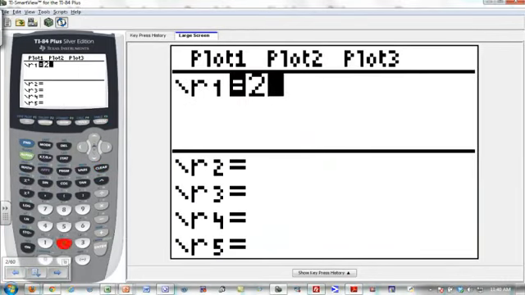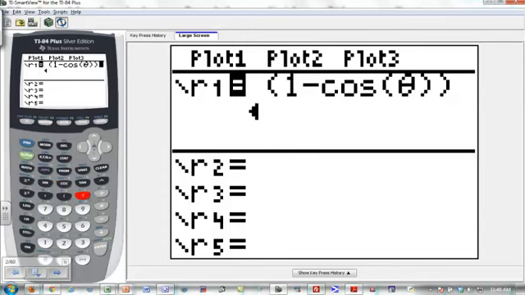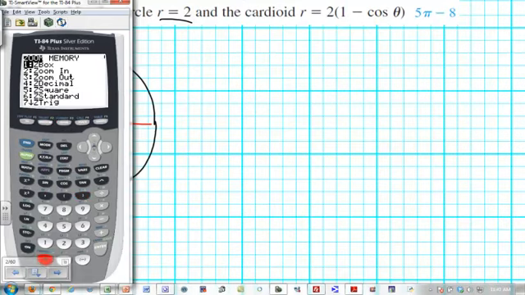Okay, 2 times 1 minus cosine 2 theta? Is that right? Is it 2 theta? No, theta. Just plain old theta? Well, there's a way to find out. Ending parenthesis, all right, not two. So zoom 0. Okay, let's take a look at that while it's graphing.